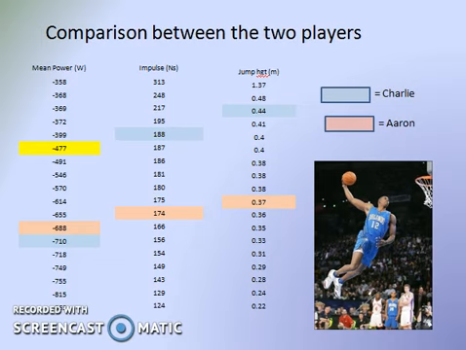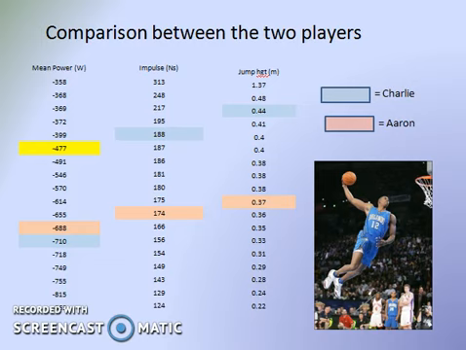Aaron had a higher braking force than Charlie. The braking force is a force applied to the ground on landing. This may be because of the shoes he was wearing, or he may just come down heavier on the ground. However, it doesn't really apply much because it's more the force taking off we want, to show how high you're going to jump from it. That's the impulse. Charlie has a higher impulse than Aaron, as Charlie's was 188 and Aaron's was 174.